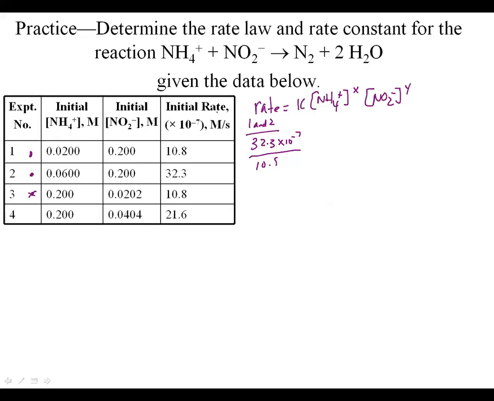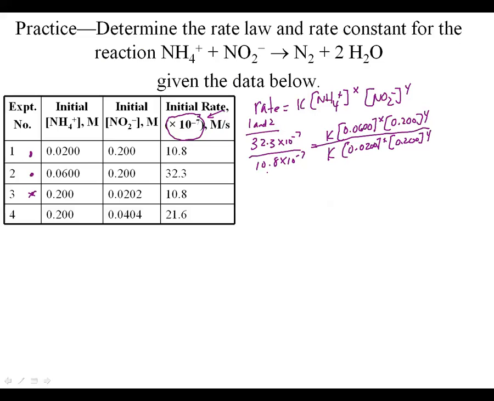Otherwise, you're going to be off by a factor when it's all said and done. So our K, which will be 0.06 to the X and 0.2 to the Y. Again, everything on top comes from entry number 2 in the table. On the bottom is entry number 1 on the table, which would give us 0.02 to the X and 0.2 to the Y.